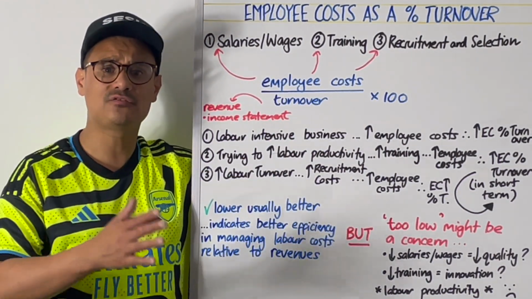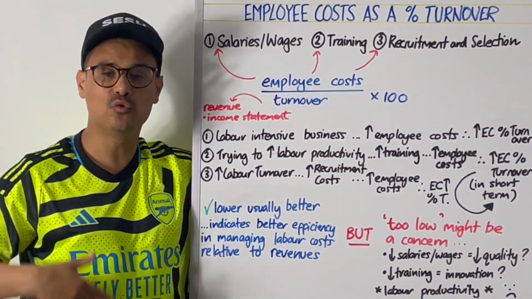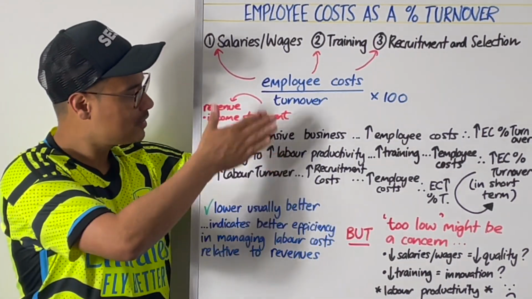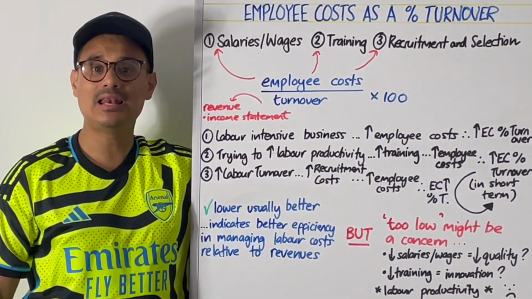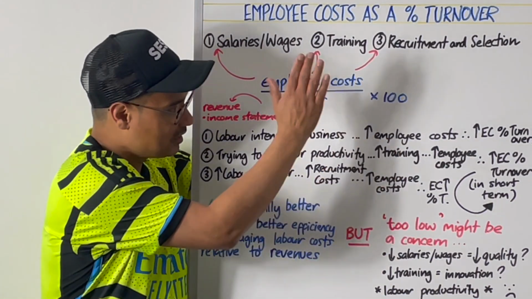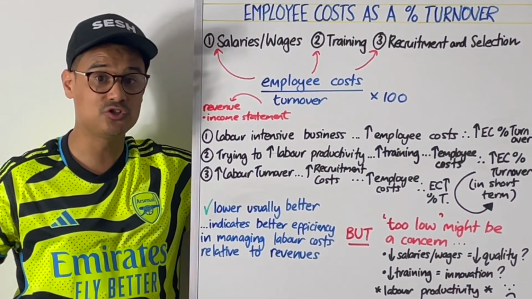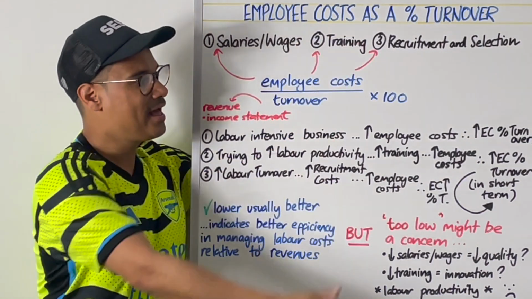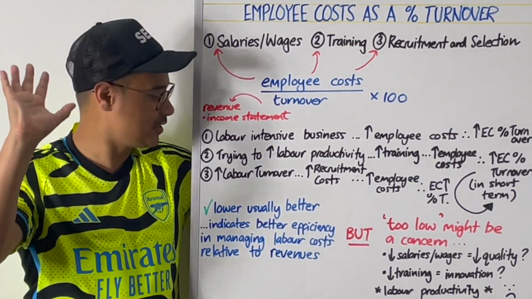Now, when we think about each of those deeper, it's really important to think about this formula as being very useful for chains of analysis to help you expand your points. Now, if you're thinking about, number one, salaries and wages, well, that's likely in a labour-intensive business to be a predominant cost. And you're likely to have high employee costs if you're a labour-intensive business, as opposed to a capital-intensive business. So a labour-intensive business will have high employee costs, and therefore its employee cost as a percentage of turnover is likely to be a bigger number.